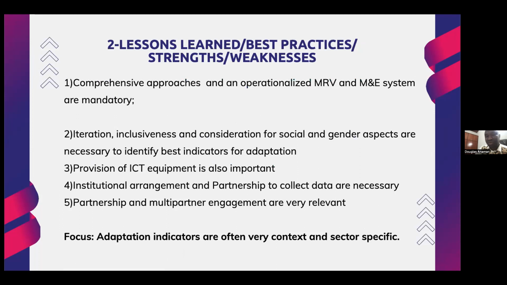So when we're talking about lessons learned, best practices, strengths and weaknesses, what are the lessons learned? We have realized that the implementation of the comprehensive approach based on the sectorial systems is very important. That's why comprehensive approaches and operationalized MRV and MNE systems are mandatory to fight climate change.